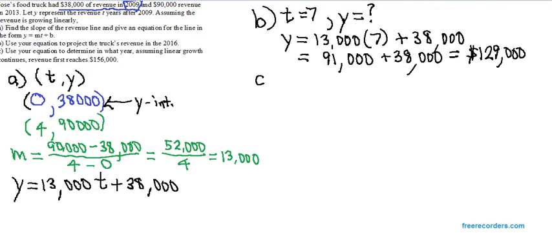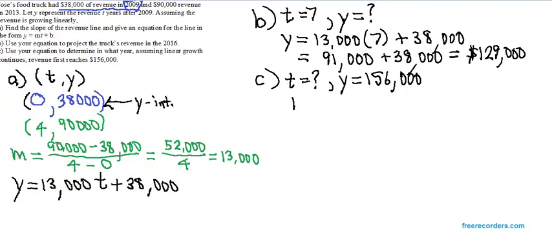Part C. Use your equation, meaning the answer to part A, to determine in what year, assuming the linear growth continues, revenue first reaches 156,000. So here we're trying to find what year. Remember, the year is t. So we're trying to find t, and we're given 156,000. That's the revenue. So here they're telling us what y is.